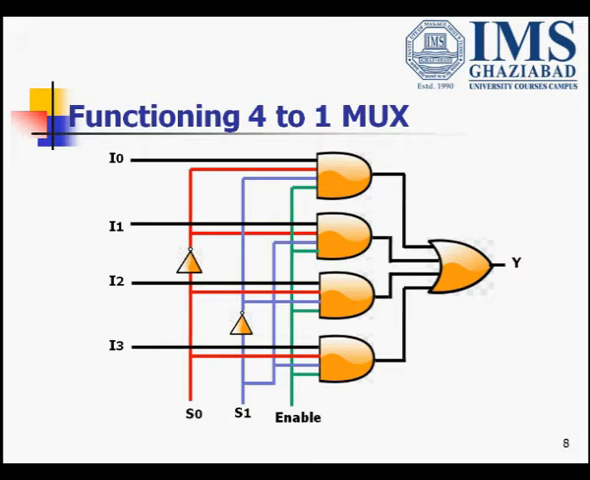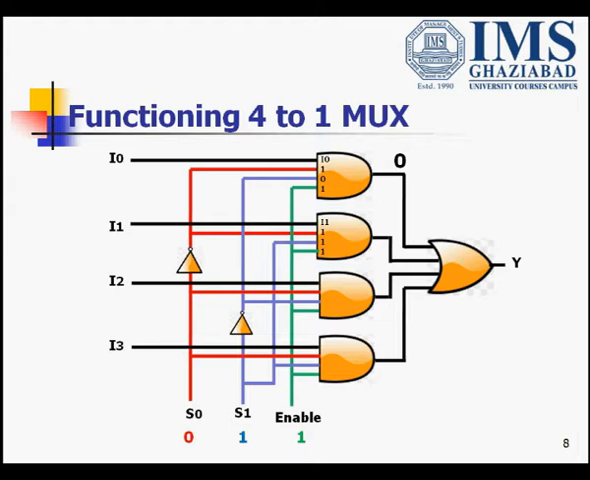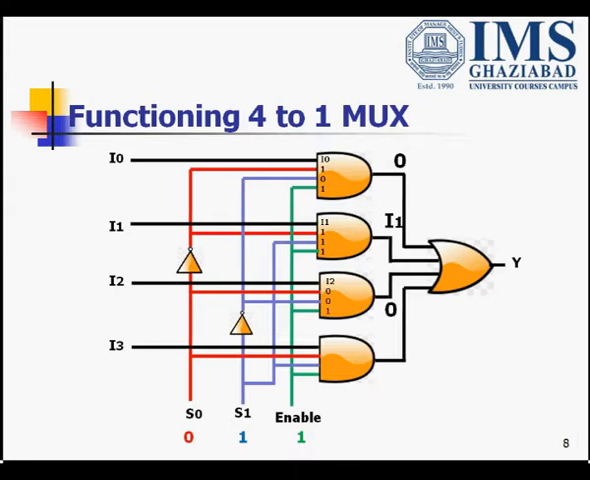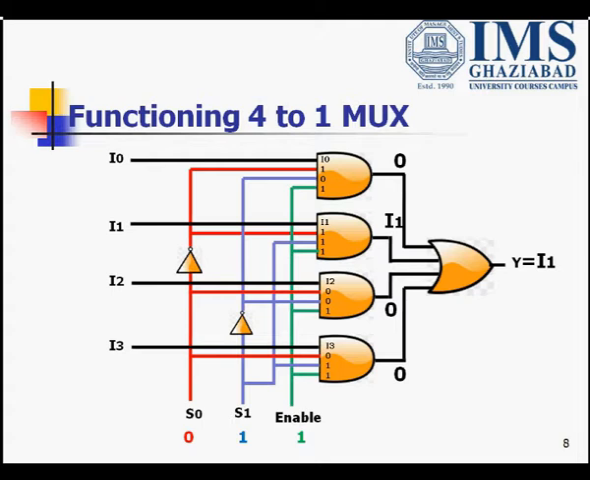Next we have the example for, say we have S0 0 and S1 as 1 and enable is also 1. The inputs for AND gates are as shown in the image. Here we have second AND gate with the output of I1 and the other three AND gates have the output as 0. Now these outputs act as an input for the OR gate, and the final output of this particular multiplexer comes out to be I1.